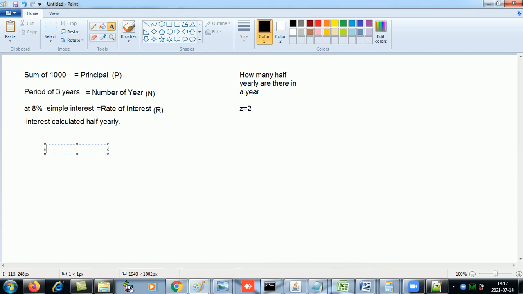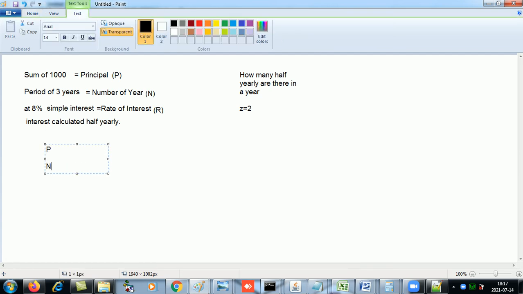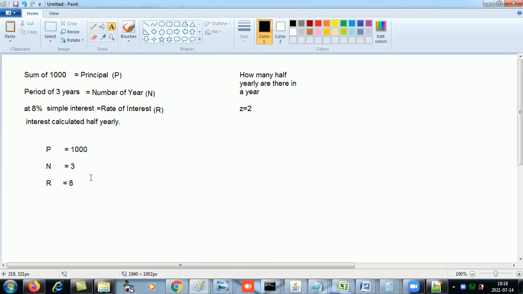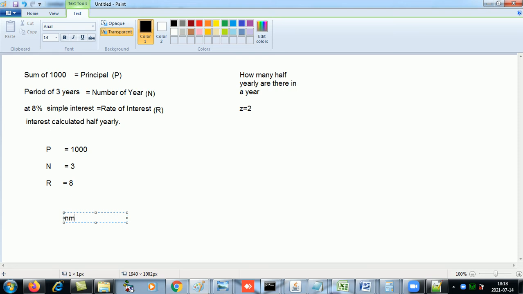Okay. Now write the PNR. The P is 1000, N is 3, and R is 8. Okay. Now what we have to do over here is NM and RD. Remember this. NM and RD. NMRD.